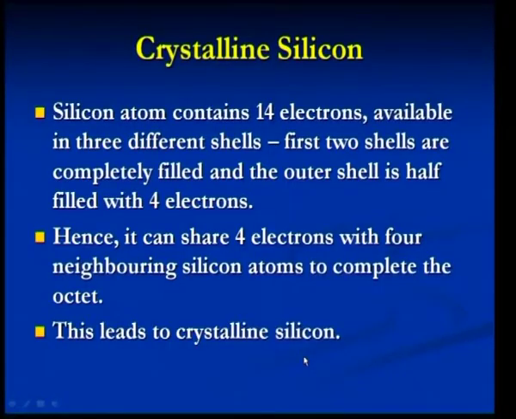This leads to what is called crystalline silicon. Hence, the basic atomic structure is the one which is facilitating the silicon to be available as the silicon crystal, crystalline silicon, and hence its usage is found to be very useful in photovoltaic cell applications.